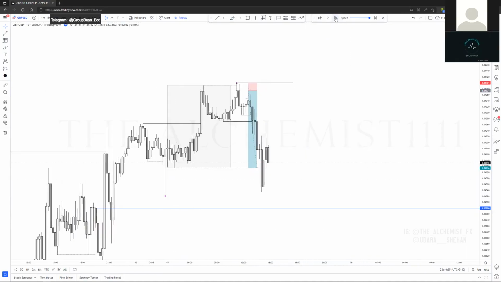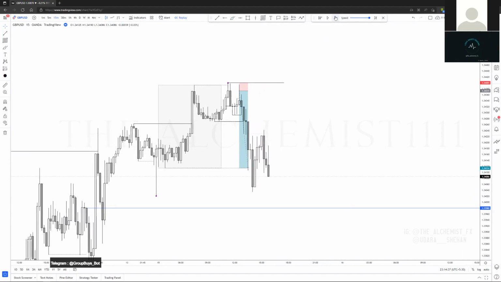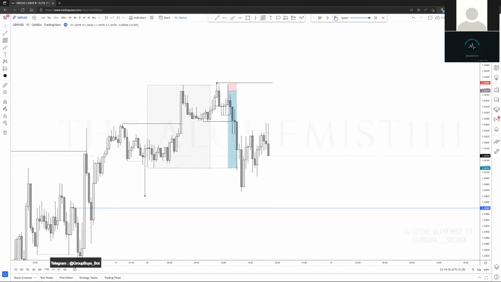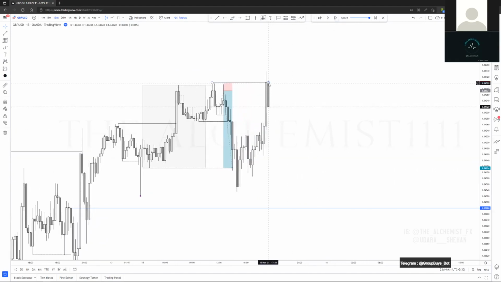Internal taken out. Now they will obviously go for the external range, but we don't care. We're just monitoring price action only. And there you go, nice. Now, after you get this top hunt and this breakout structure, who is the next low? This one right here.